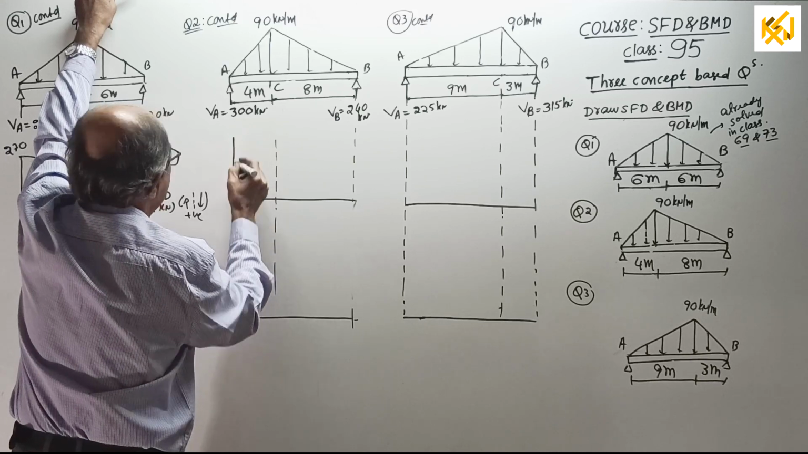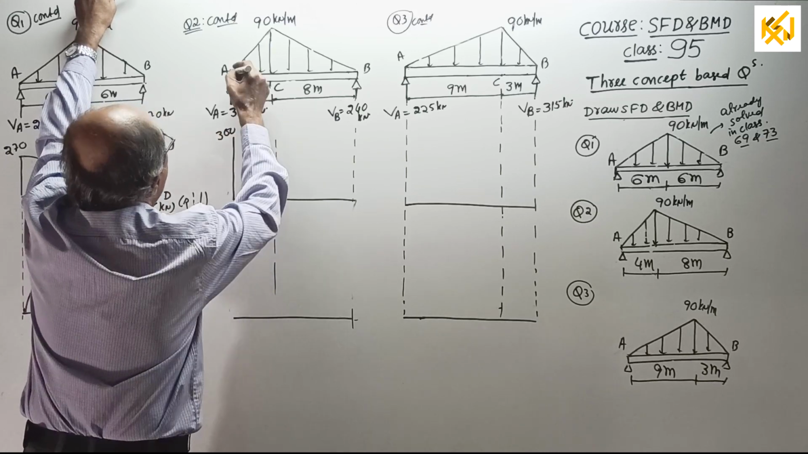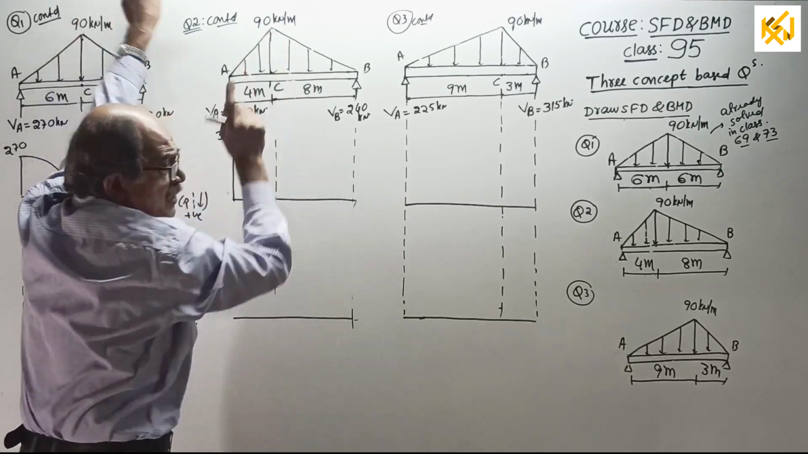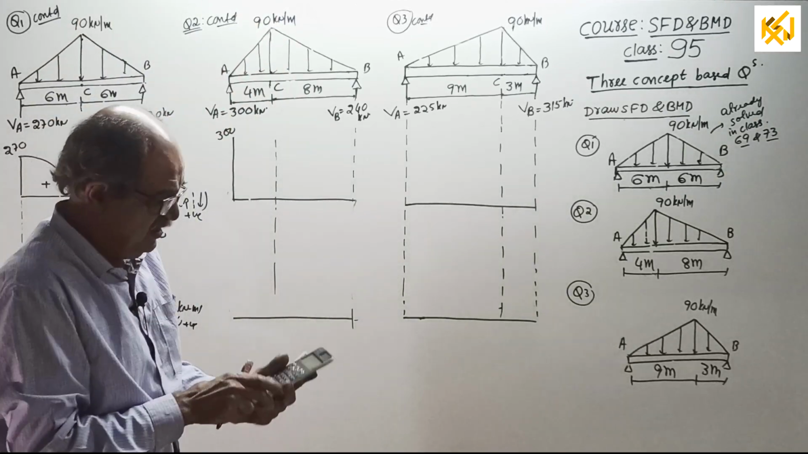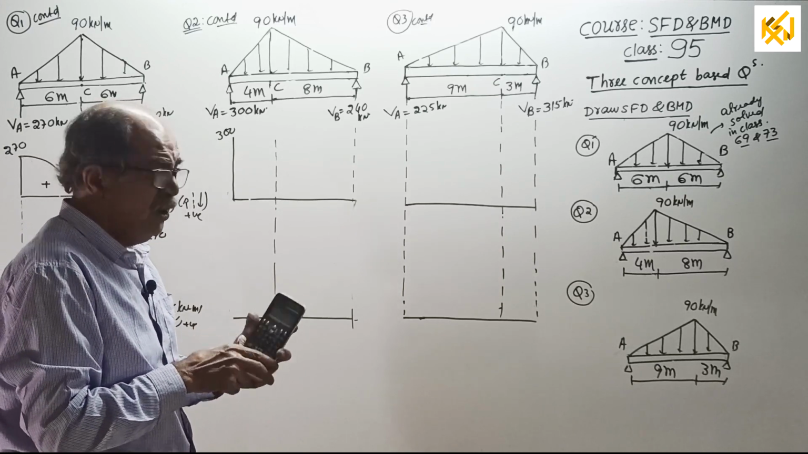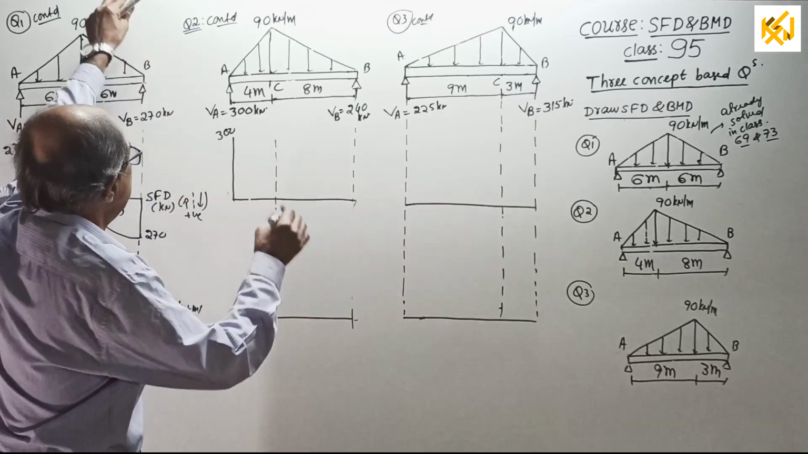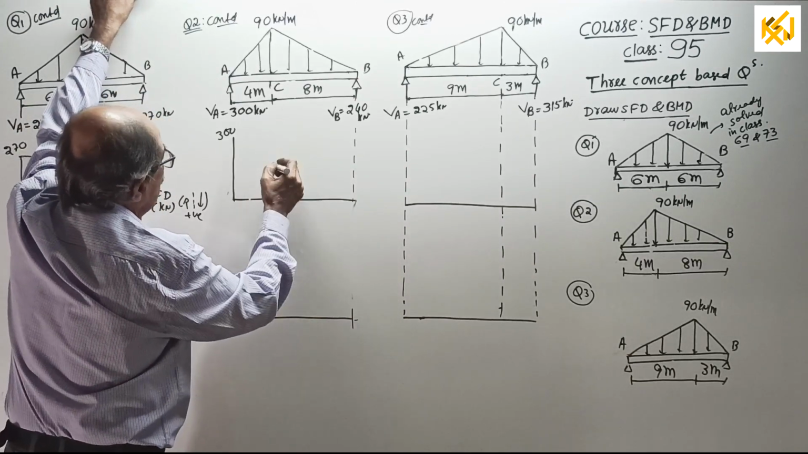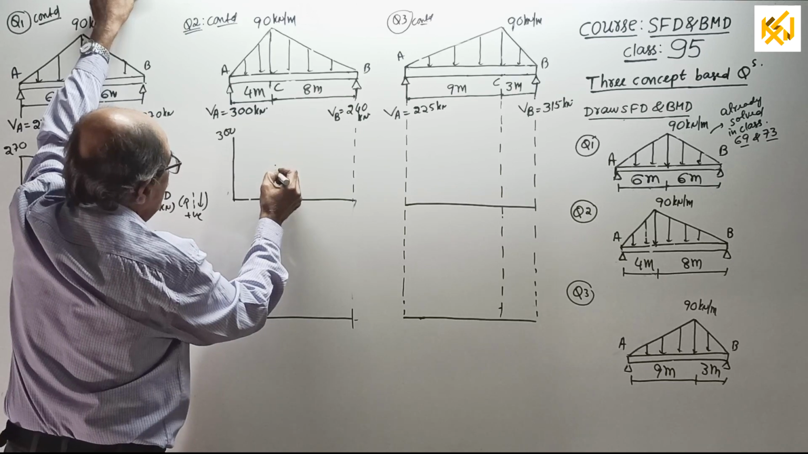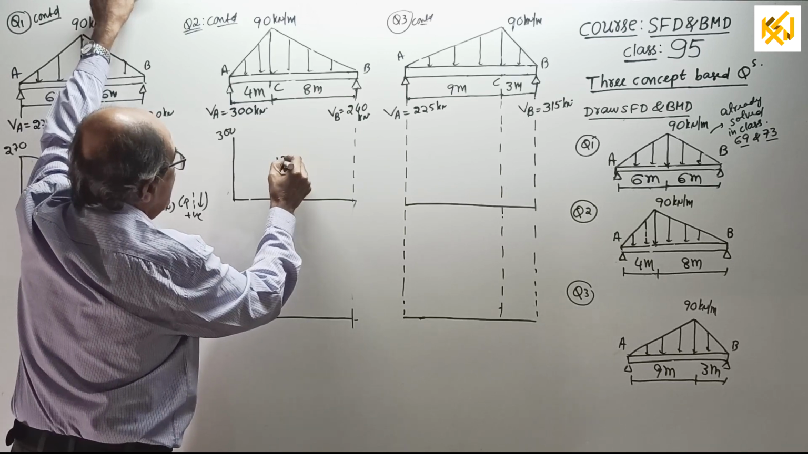Available space, I will go here. 300. Then from here to here, come down by half into 4 into 90. Take your calculator. So 300 minus half into 4 into 90 will give you plus 120. So when you reach here, you still have a positive value, 120. 3.5 is 150. Okay, somewhere reasonably here, 120 is the shear force.